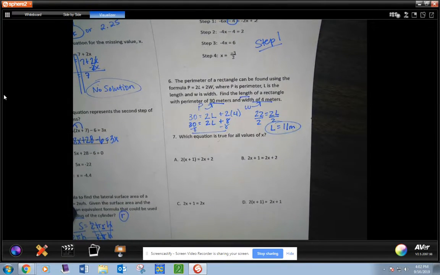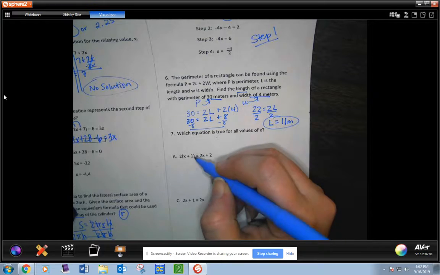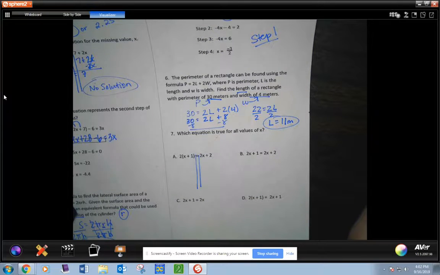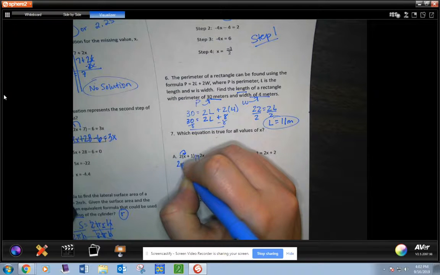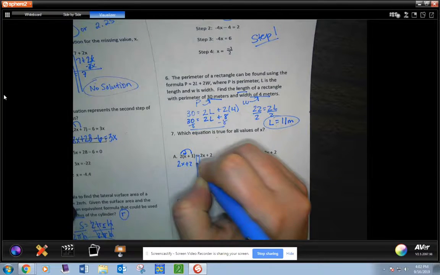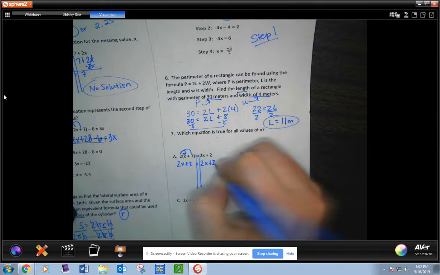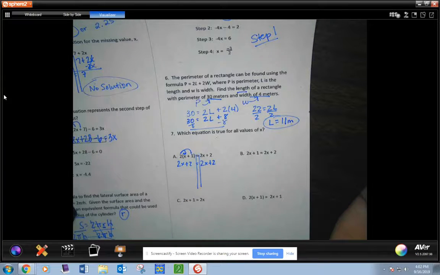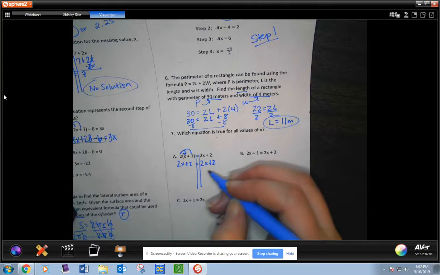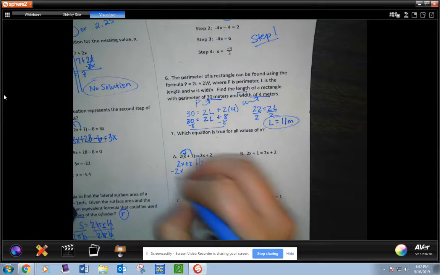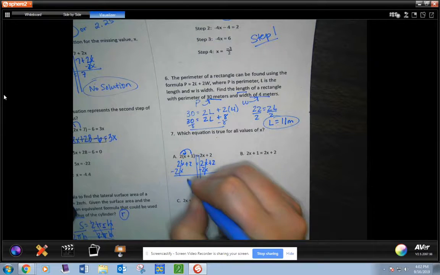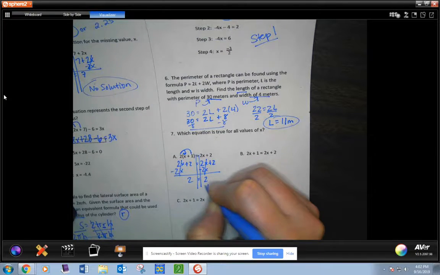For 7, they want to know which equation is true for all x values. So you just need to solve these and find a true statement. Okay, when I multiply, I get 2x plus 2, and I have 2x plus 2. For this problem, in order to get x by itself, we're just going to subtract 2x. That cancels and that cancels, so I'm left with 2 equals 2, and that is a true statement.